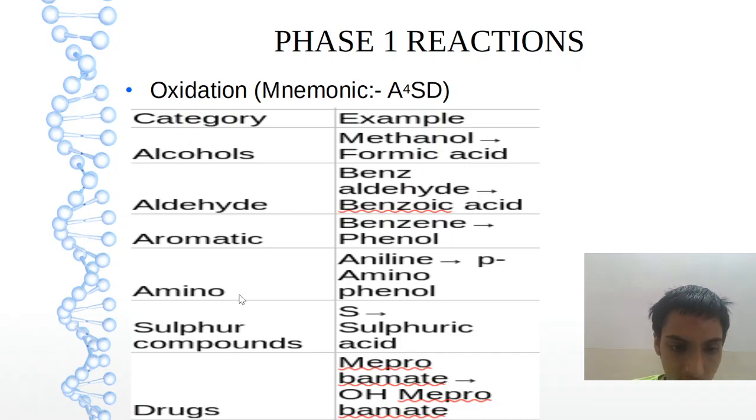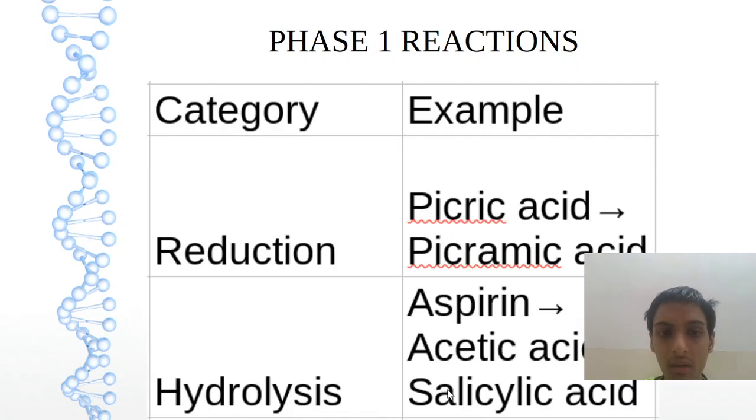Sulfur compounds, the oxidation of sulfur to H2SO4, okay, that is sulfuric acid. And drugs, the hydroxylation of the meprobamate. I spell out M-E-P-R-O-B-A-M-A-T-E, meprobamate, okay. Now reduction, let us see. Picric acid to picramic acid is an example.